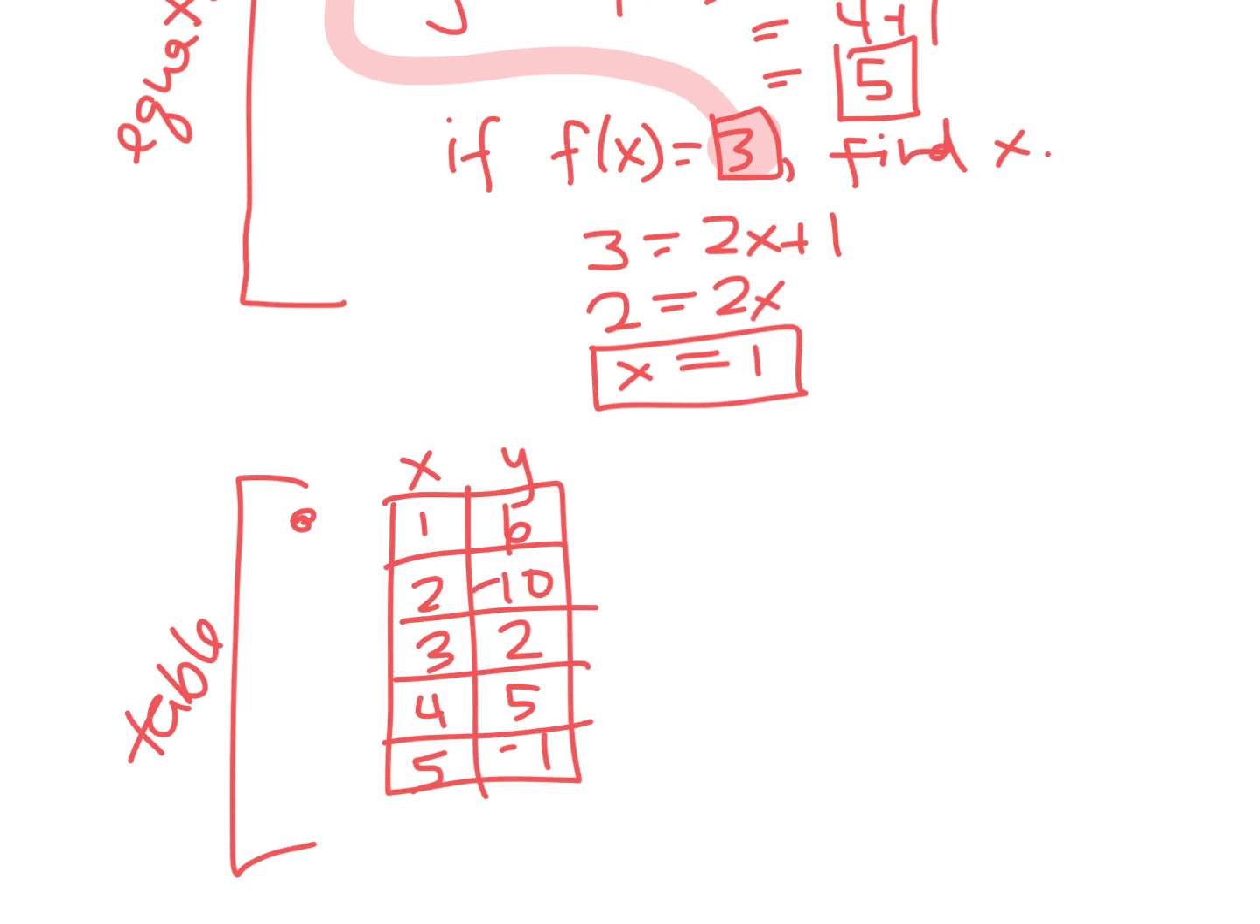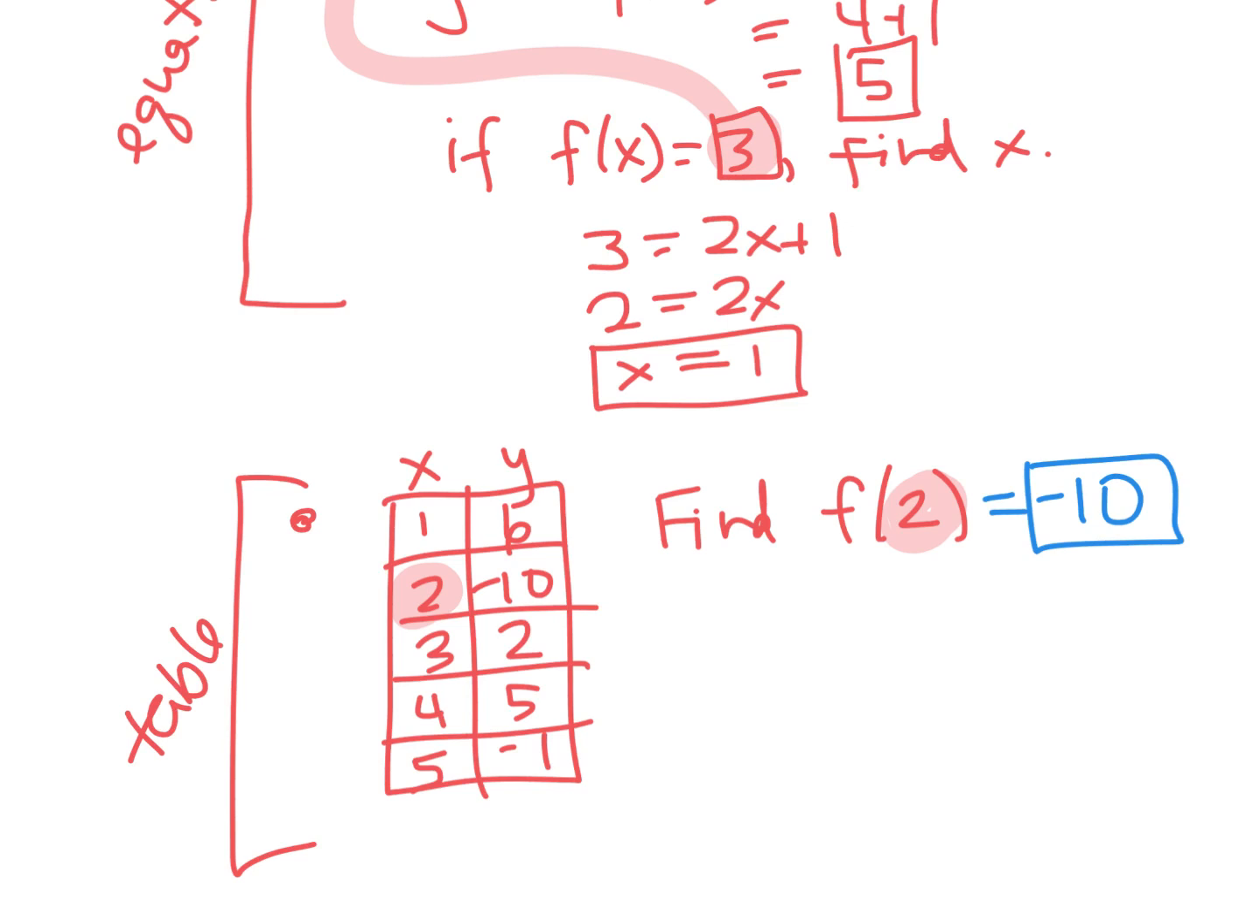Okay, so let's go through the two types of questions you'll see. So if it says find f of 2, right? This is going to be the x value where x is 2. So we look at the corresponding y value, and we see that when x is 2, we have a y value of negative 10. So that's our answer for f of 2.